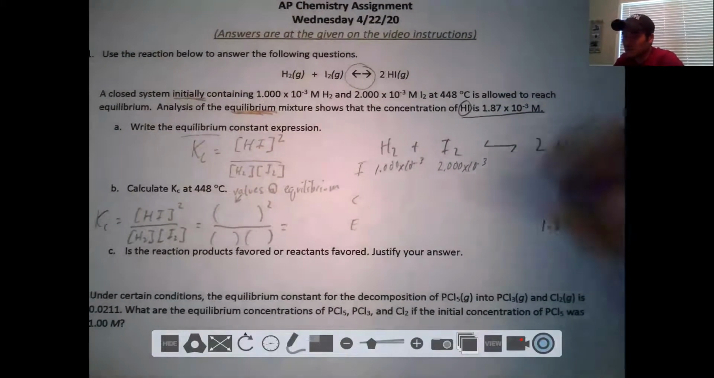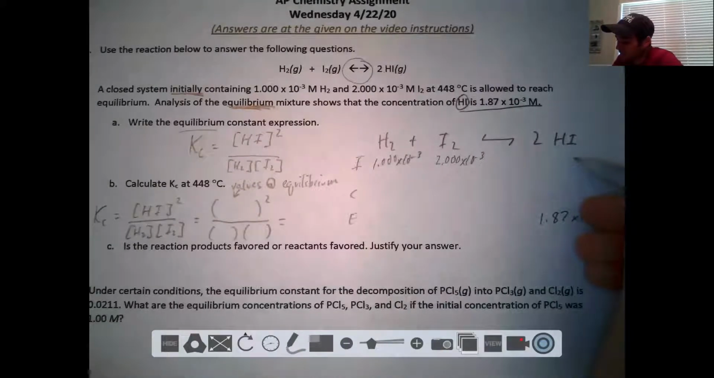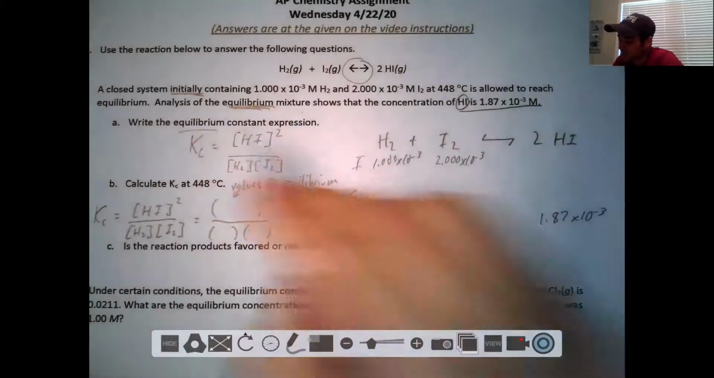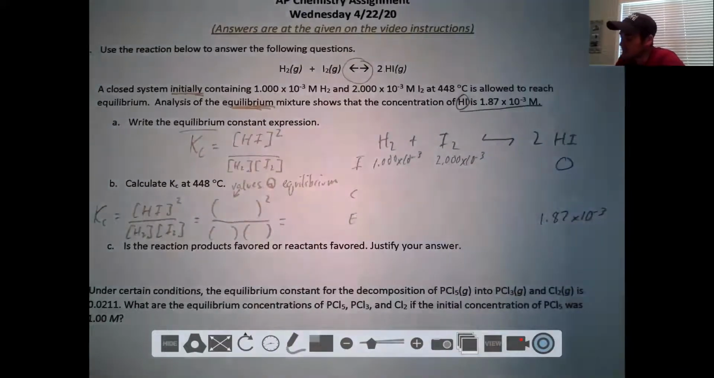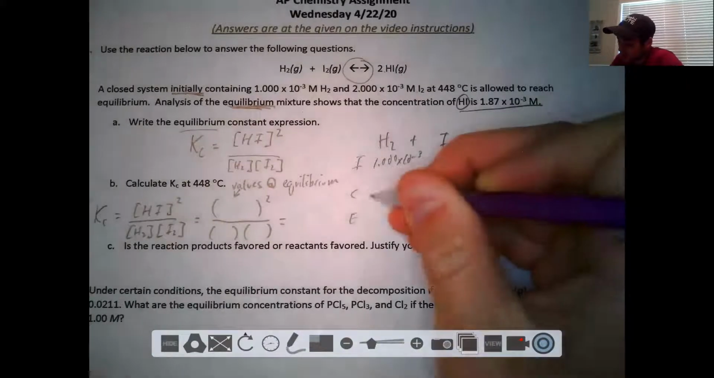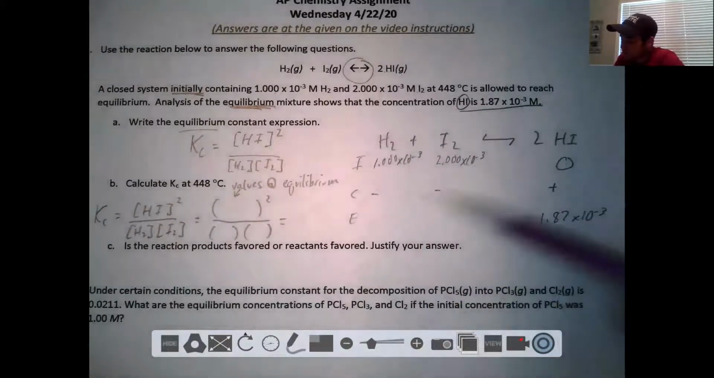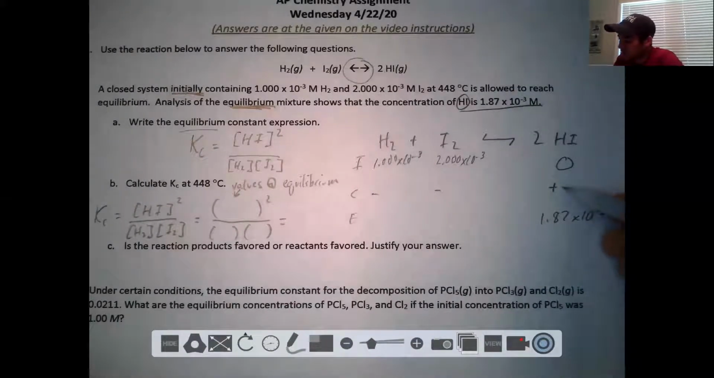So we still have stuff to fill in our table. How much of our product do we have before the reaction? Well, because we're given no information, we can assume it's 0. And so we got to fill this in. And so 0. We lose reactant to gain product, so subtract and add.